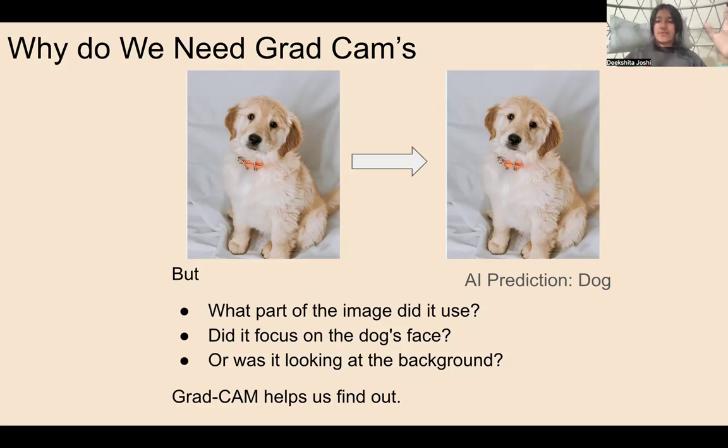So AI wonders what part of this image did it use? Did it focus on the dog's face or at the background? Well, that's what the GradCam helps us with. As I mentioned, the background is like a darker blue, which is not that important, but the dog's, let's say, ears are like a hot red, like a bright, bright red. So that's a much more important feature that the AI model actually focuses on. So grad cams are really helpful, and if we didn't have grad cams, then the AI model probably wouldn't be able to predict that this is a dog.